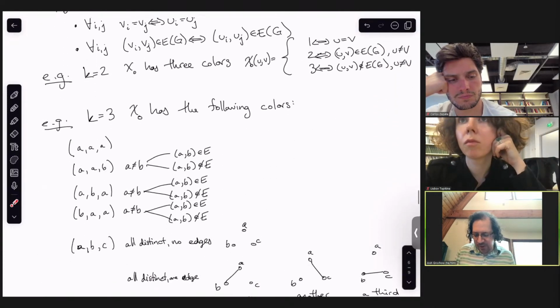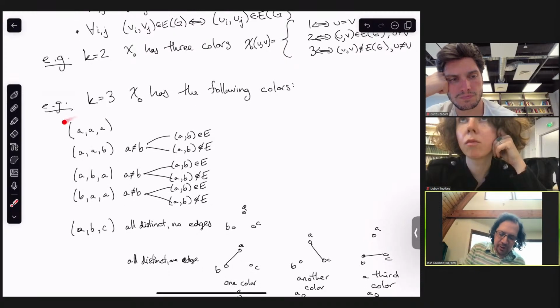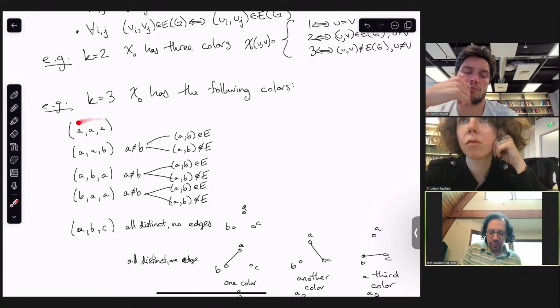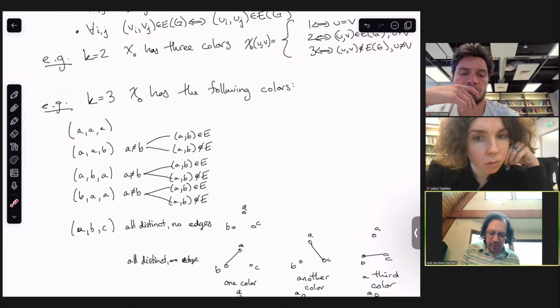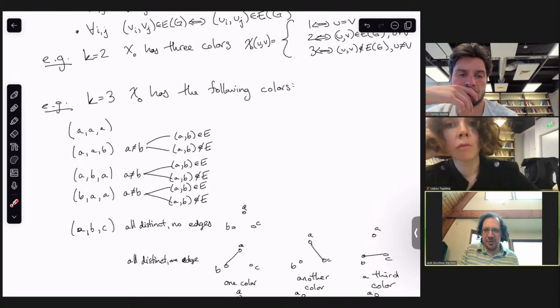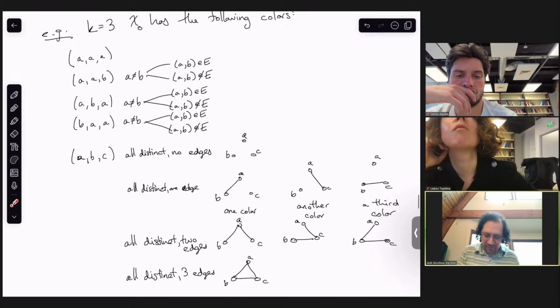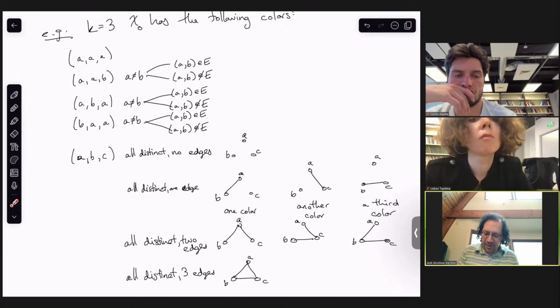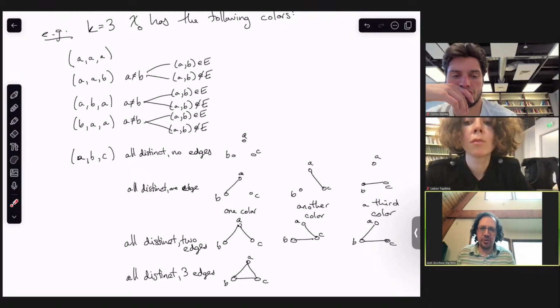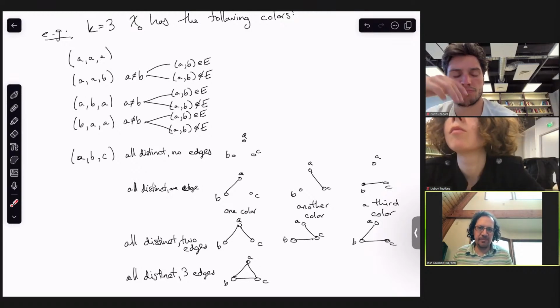Okay, and then for k equals 3, the initial coloring has many more things. So one color class consists of things where all 3 vertices are the same. You get one color class where the first two are equal, the third one is different, and AB is an edge. You get another color where the first two are equal, the third one is different, and AB is not an edge. And you can sort of walk through all of these. Okay, and then finally, you also have what happens when all 3 vertices are distinct. It gets colored based on what the subgraph is. So here we have 1, 2, 3, 4, 5, 6, 7, 8 additional colors, depending on what that subgraph is on those 3 vertices.